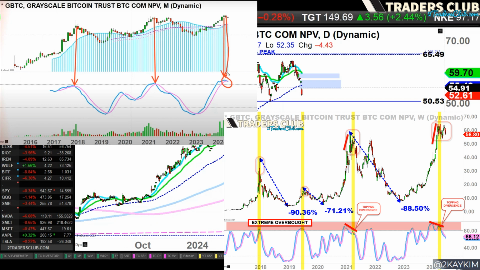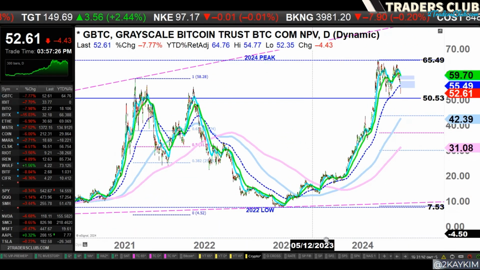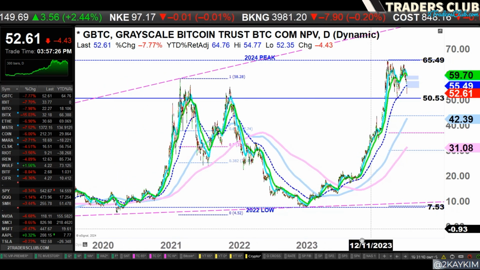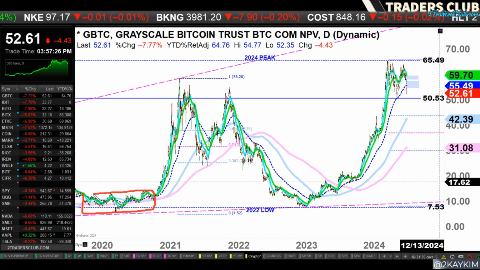You can see how Bitcoin loses its momentum. You see how there is that accumulation phase, right? That's the accumulation phase here.